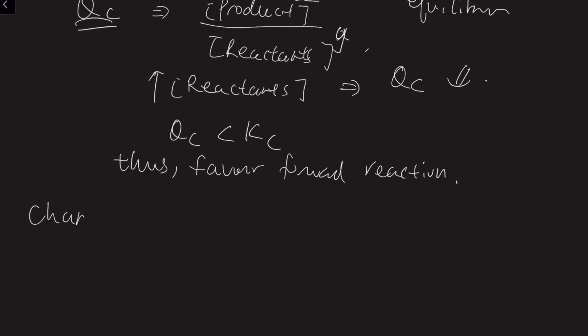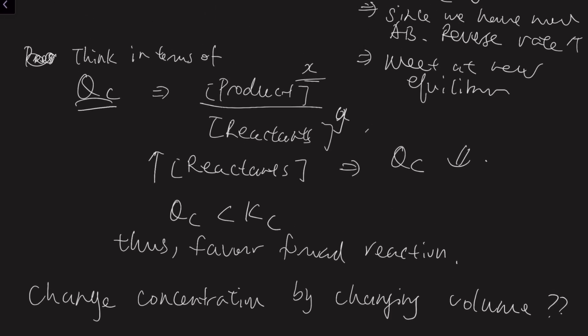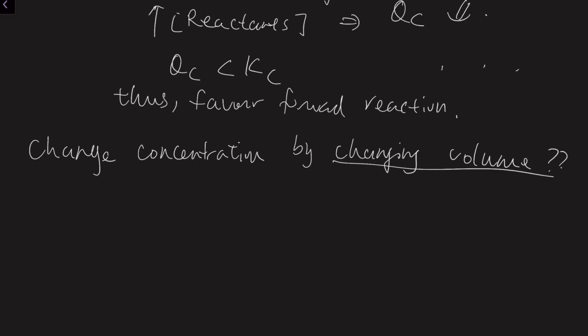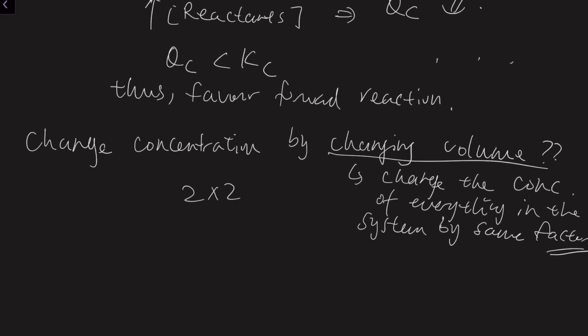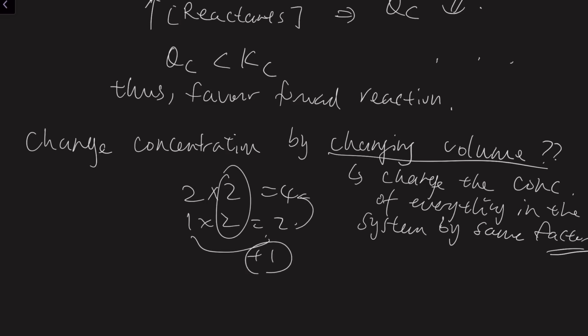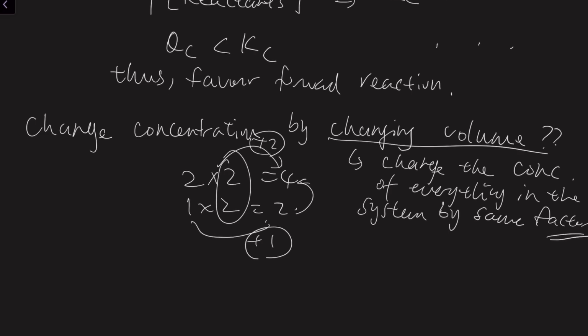So what happens when you change concentration? By changing volume. So in this case, we are changing individual reactants or products concentration. But when we change volume, we change everything. So we change the concentration of everything in the system by the same factor. So note it is by the same factor, not the same magnitude. So 2 times 2 is 4, 1 times 2 is 2. So the factor is 2, but in this case we are adding 1, in this case we are adding 2. So not the same magnitude, but the same factor.